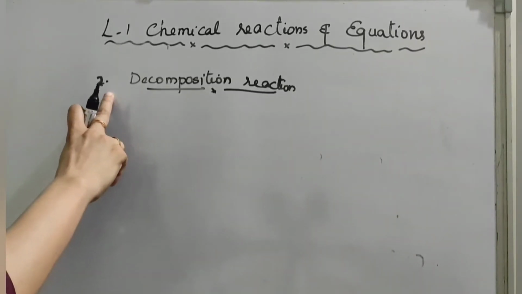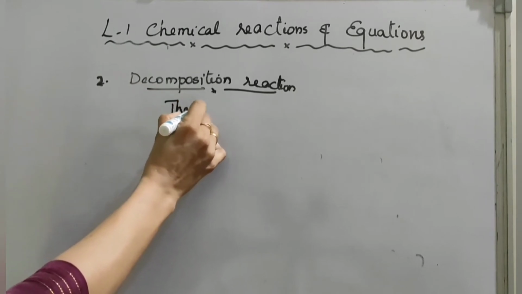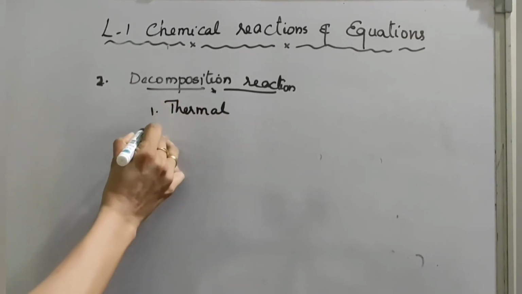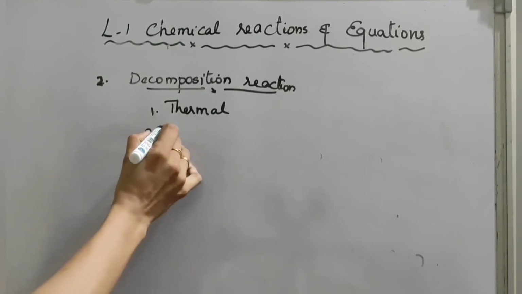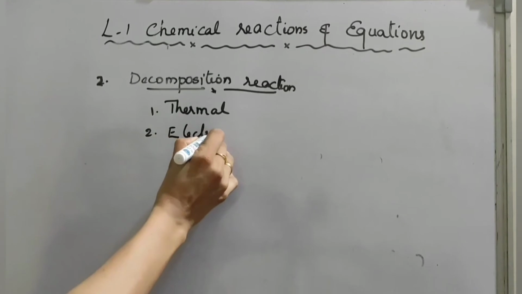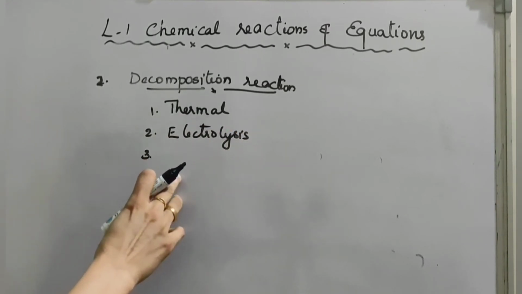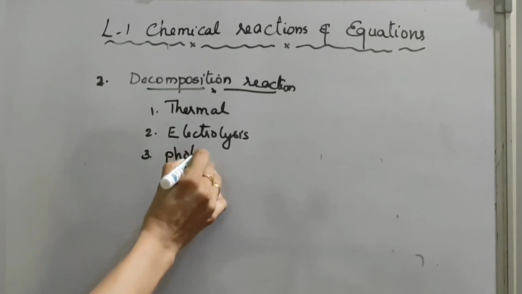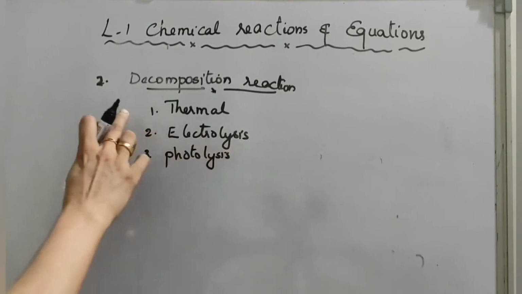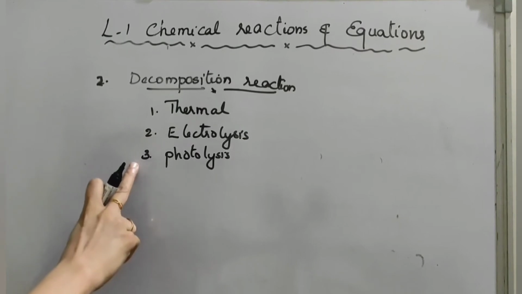Second reaction, decomposition reaction. In decomposition reaction, there are 3 types of reactions. First one, thermal decomposition. Second, energy is supplied in the form of electricity, so we call it electrolysis. Third, energy is supplied in the form of sunlight, so we call it photolysis. So there are 3 types of decomposition: thermal decomposition, electrolysis and photolysis.